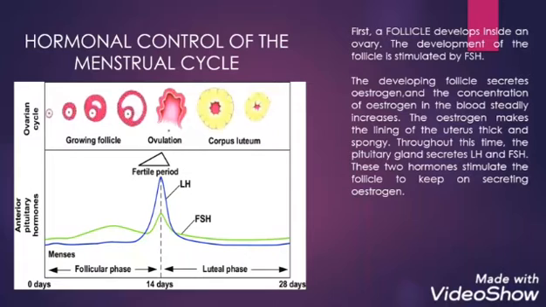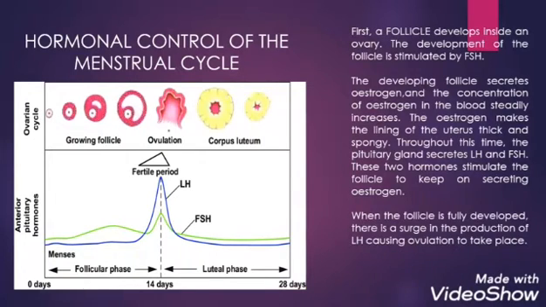The developing follicle secretes estrogen, and the concentration of estrogen in the blood steadily increases. The estrogen makes the lining of the uterus thick and spongy to prepare for the fertilized egg. Throughout this time, the pituitary gland secretes LH and FSH. These two hormones stimulate the follicle to keep on secreting estrogen.